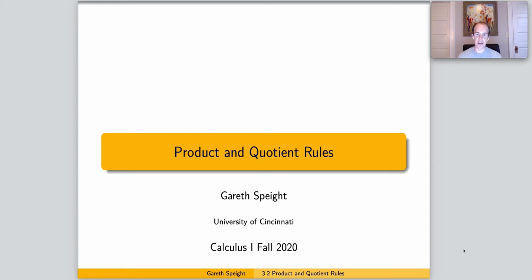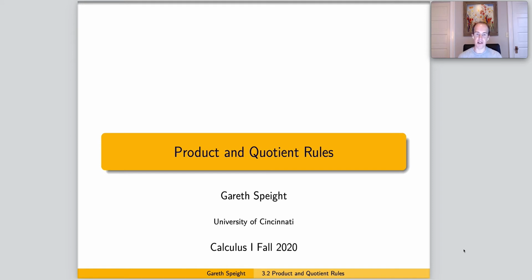Hello, everyone. So the product and quotient rules are rules for describing, as you might guess, how to differentiate the product of two functions and how to differentiate the quotient of two functions. So our strategy is going to be pretty much that we learn derivatives of a couple of functions and then we learn ways to put them together to get way more complicated functions.